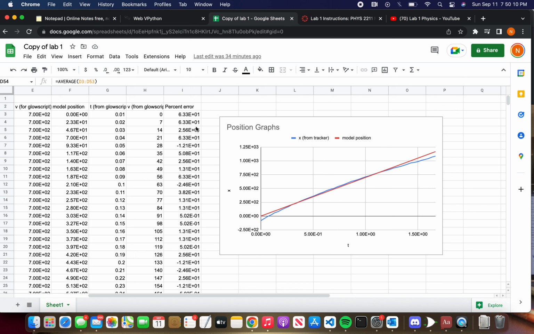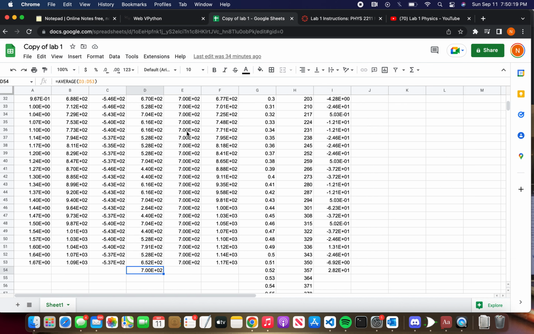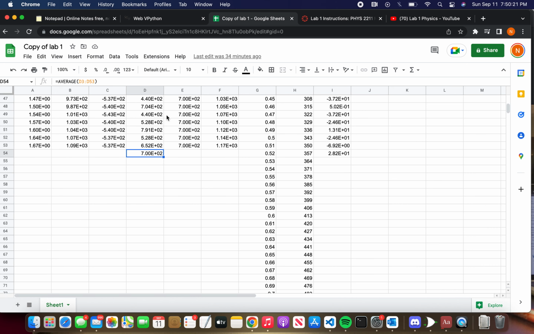The model predicts the observed data pretty well. As you can see here, we calculated the average percent error at every timestamp, and it was 28.2.